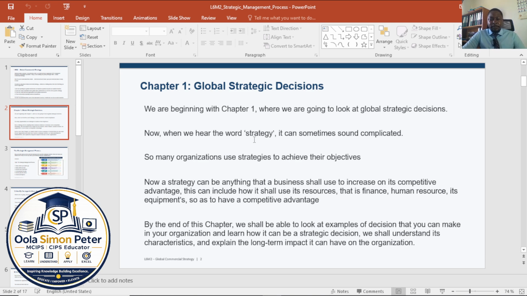By the end of this chapter, we shall be able to look at examples of decisions that you can make in your organization and learn how they can be strategic decisions. We shall also look at the characteristics of a good strategy, and discuss the long-term impacts of our strategy on our organization.